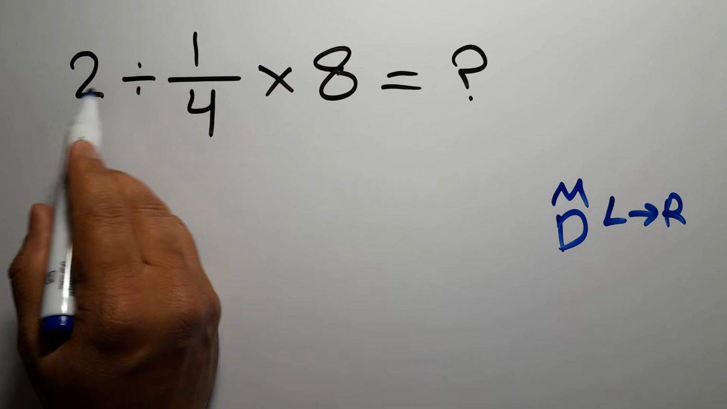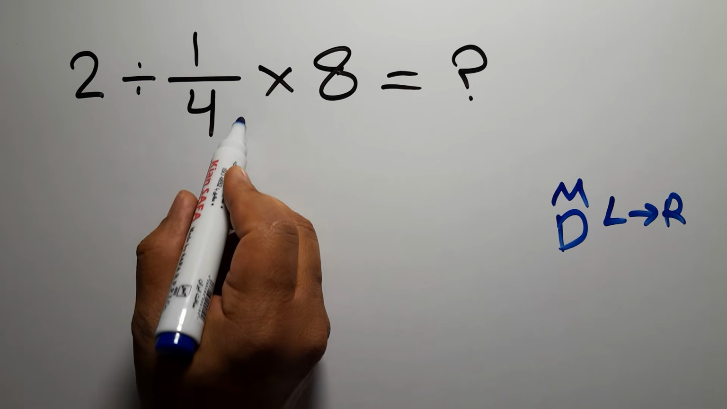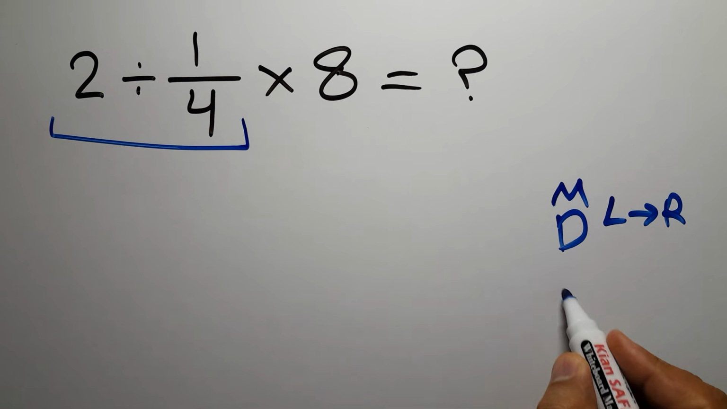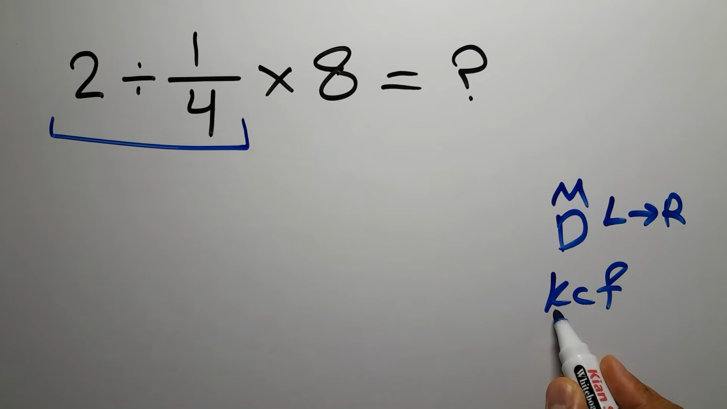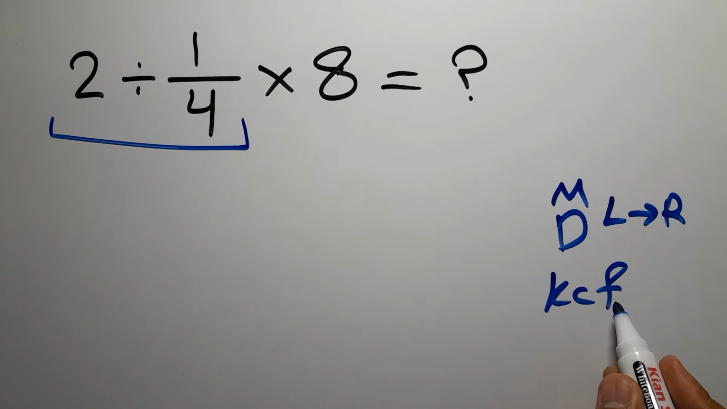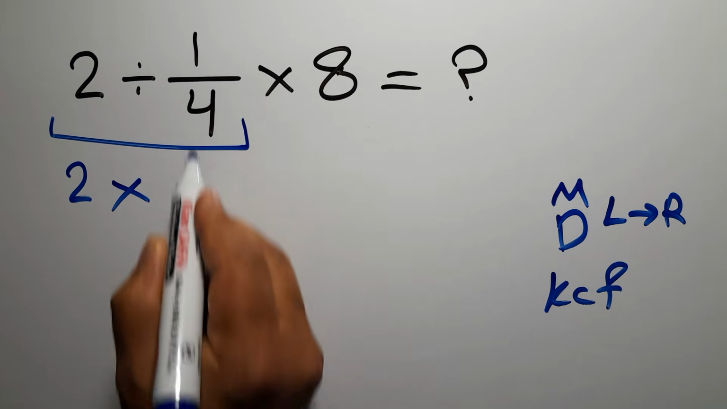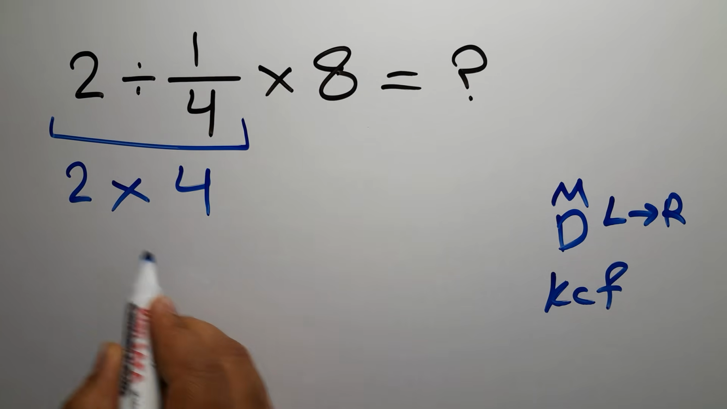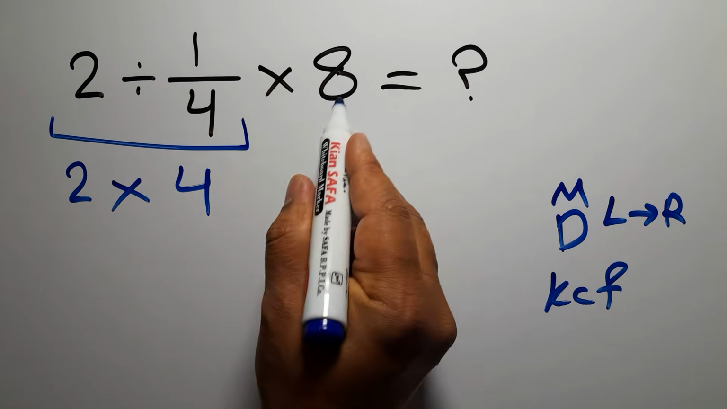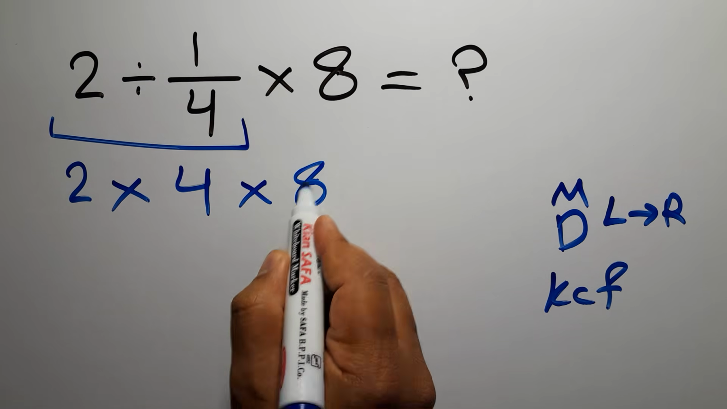so first 2 divided by 1/4. According to the KCF rule, K stands for keep, C stands for change, and F stands for flip. Keep the first fraction, change division to multiplication, and flip the second fraction. So we have 2 times 4, and again here we have times 8.